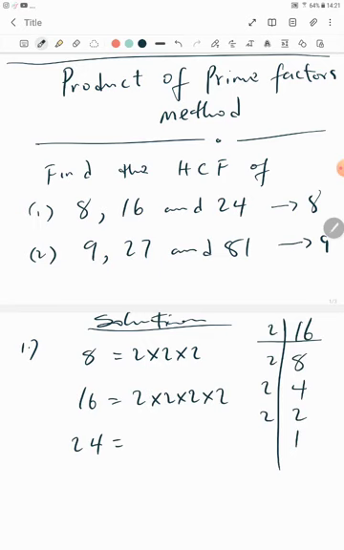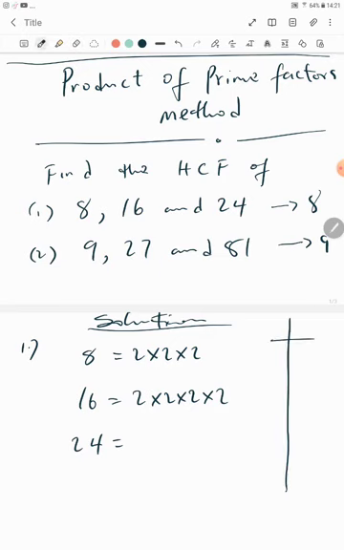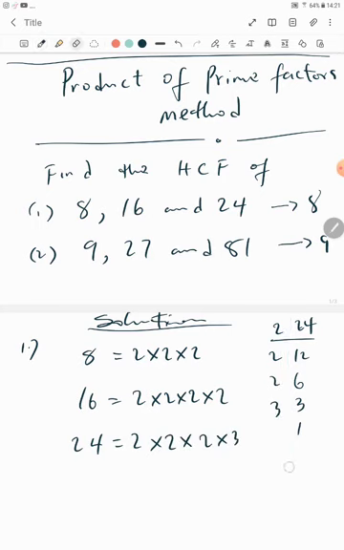Okay, so for 24, we have 12, 2, that will be 6, 2, 3, that will be 3, 1. So that will be 2 times 2 times 2 times 3. Now, here comes the difference between using this for HCF and LCM.